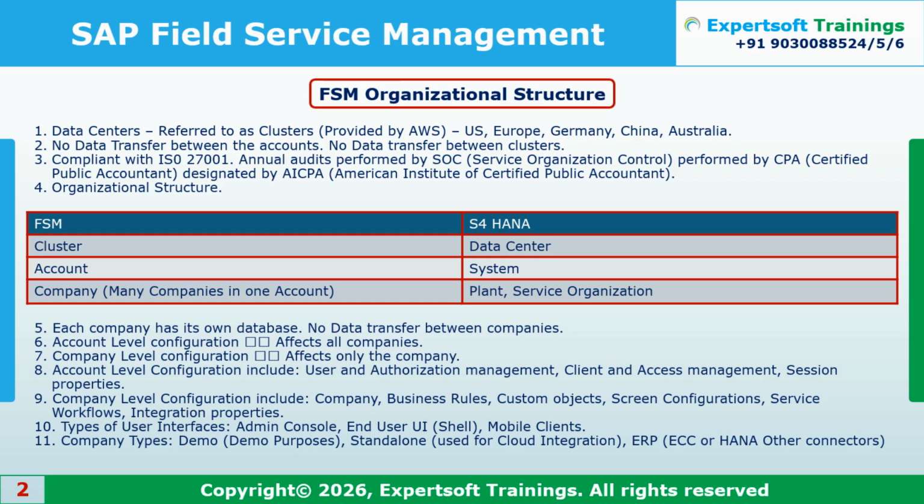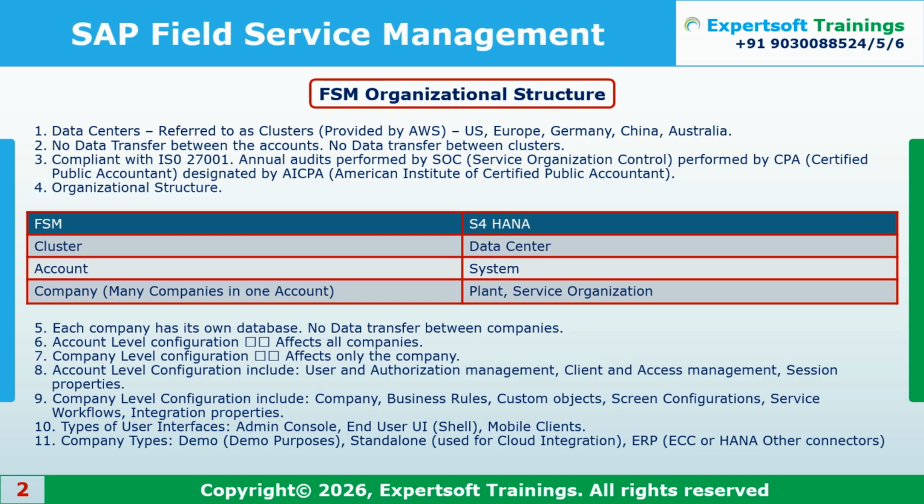Company level configurations. Company level will have the company information, business rules, any custom objects if you want to develop, screen configurations, the service workflow which a technician has to go through in the service life cycle, and all the integration. All these will lie at the company level, versus the account level.